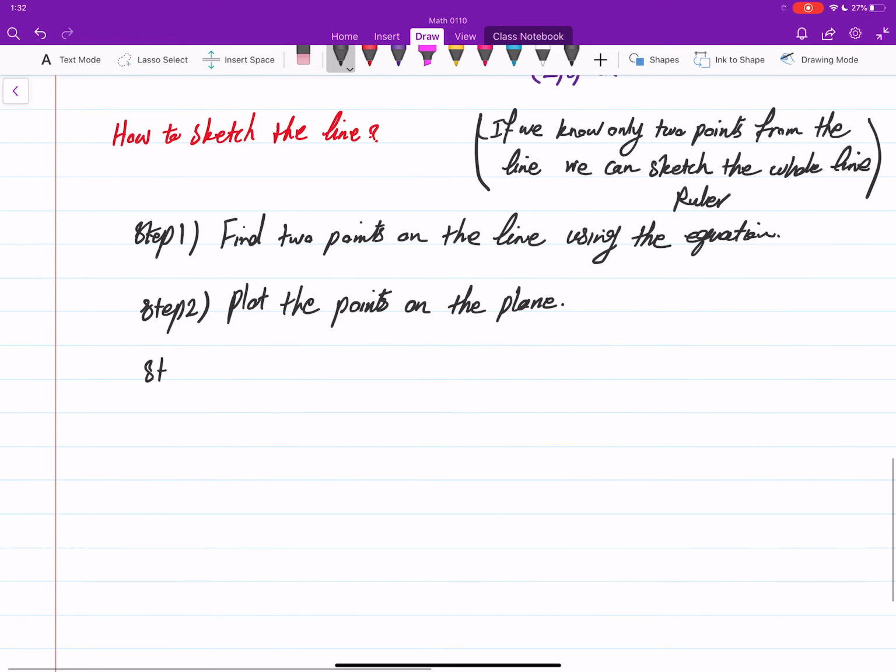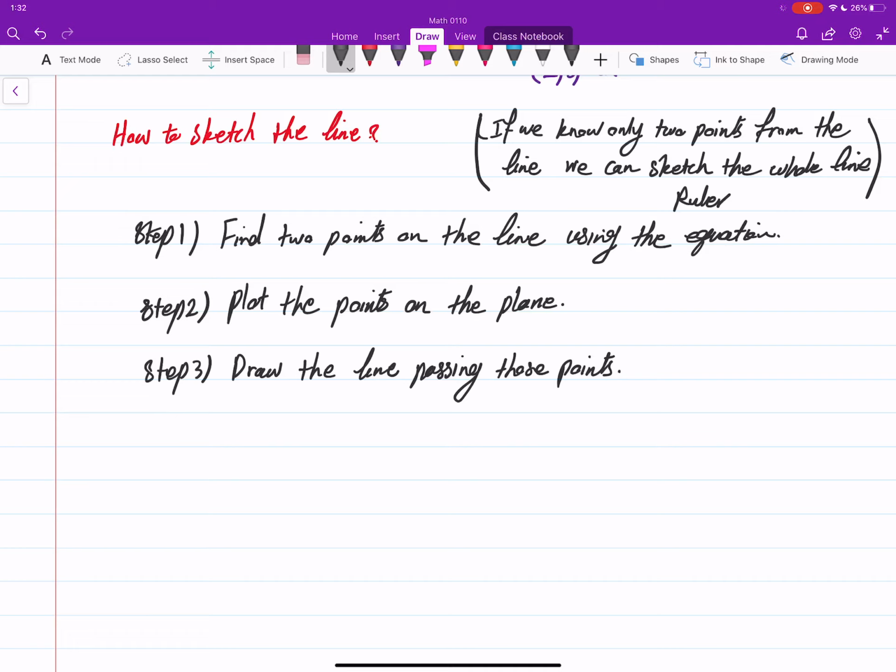And step 3 is, draw the line passing through those points. So you need two points, you find them, and that's it. Yeah. Let's do an example.